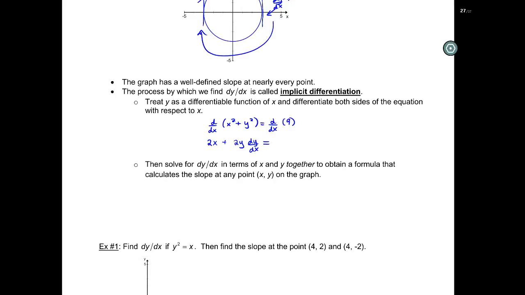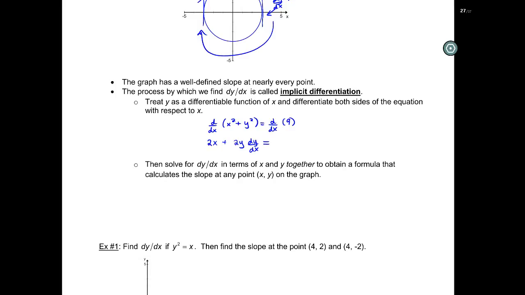So when I do the derivative of this, remember it's chain rule. So derivative of the outside, keep the inside the same, that's our y, times the derivative of the inside. Okay? It's really just chain rule. That's all implicit differentiation is. Now, let me just show you.